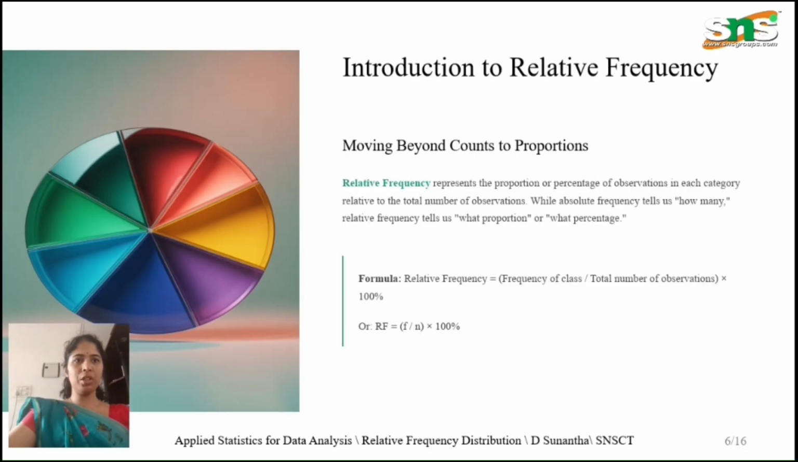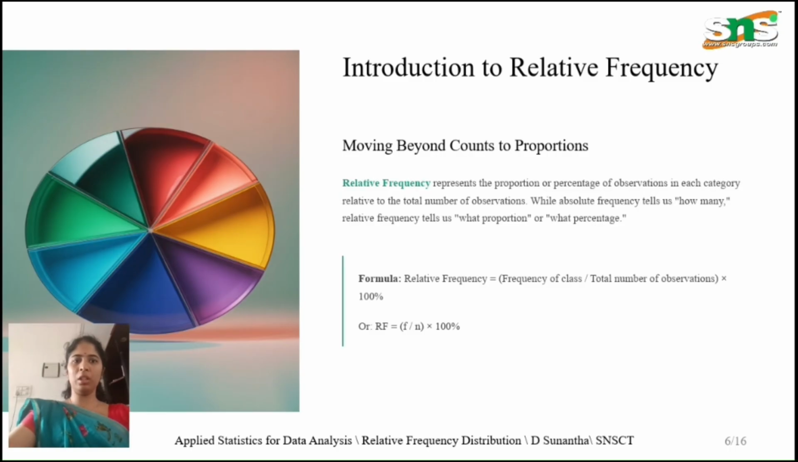Here is an introduction to relative frequency. A relative frequency is the proportion of observations in each class compared with the total number of observations. Instead of asking how many students scored in this class, we can ask what percentage of students belongs to this class. The mathematical formula is frequency divided by total number of observations, like RF, relative frequency, is equal to F by N into 100.